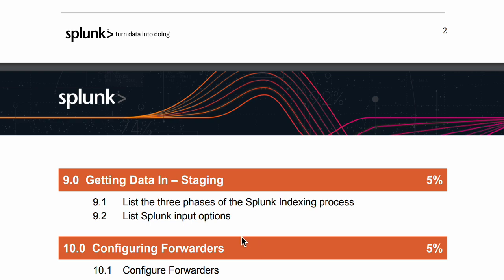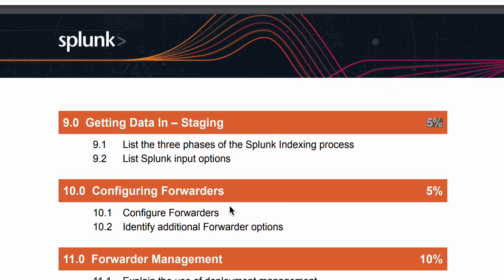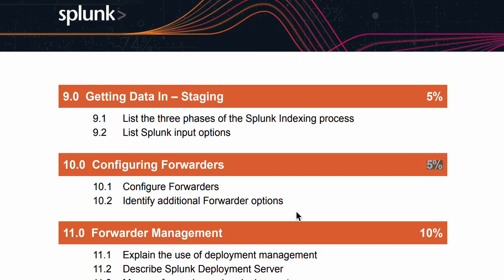Now again, getting data in: staging. List the 3 phases of the Splunk indexing process and list Splunk inputs. It has a weightage of 5%. Then configure forwarding. This is very important in a production environment. It covers configuring forwarding and identifying additional forwarder options. It has a weightage of 5%.